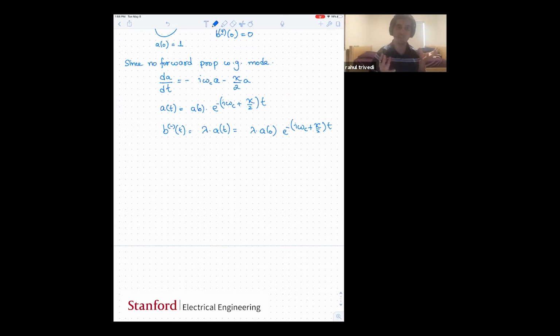Right? So for this very simple decay problem, we don't have any excitation, because I'm not purposely putting any excitation in the forward propagating waveguide mode. I start with some energy inside the cavity and then it decays into the waveguide, right?